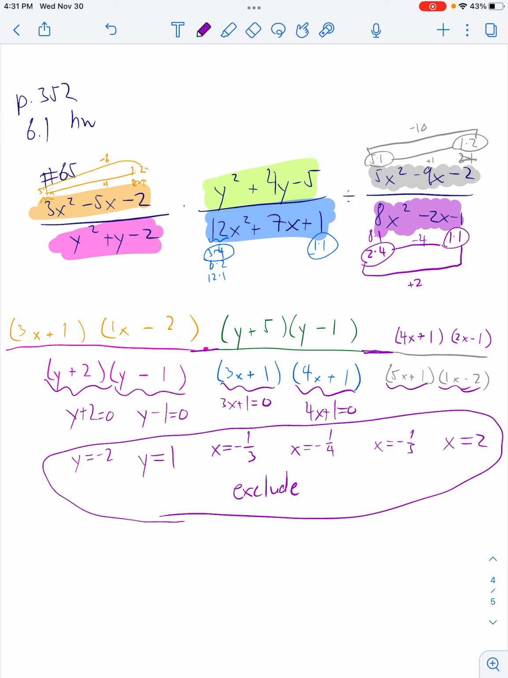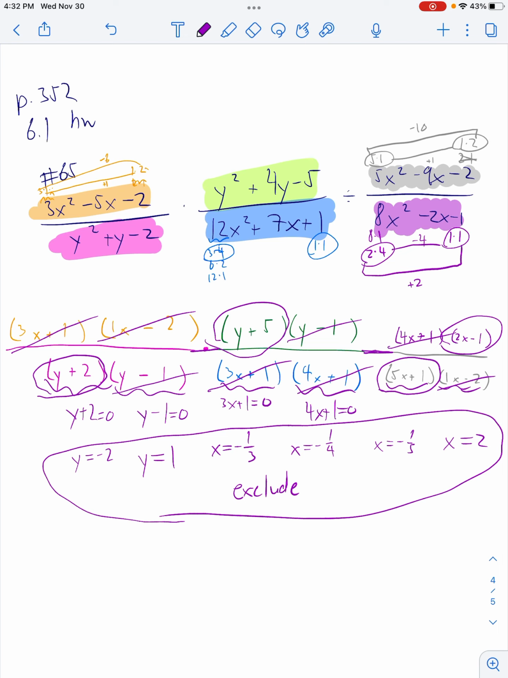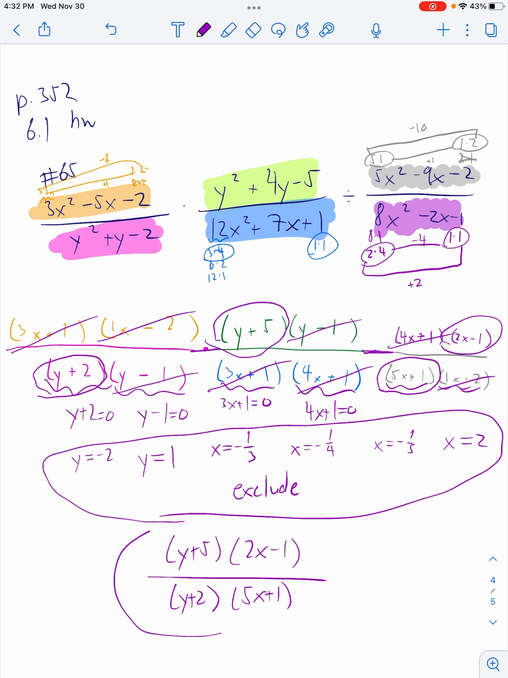Okay, and then I just cancel. Okay, so these 3x plus 1s cancel. What else cancels? The 4x plus 1s cancel. The 2x minus 1s is... Nope. These x minus 2s cancel. The y minus 1s cancel. Good, so I'm left with this, I believe. This, and this. Okay, so my final answer is y plus 5 times 2x minus 1 all over y plus 2 times 5x plus 1. Fun. There you go. Final answer, okay.